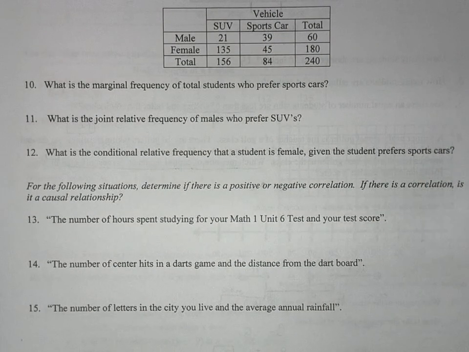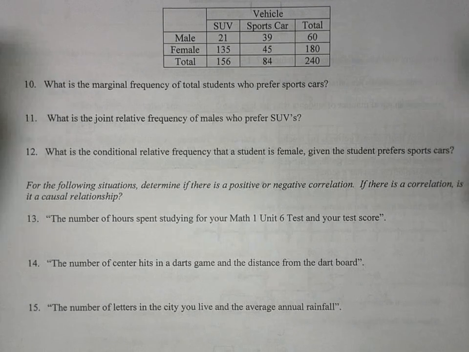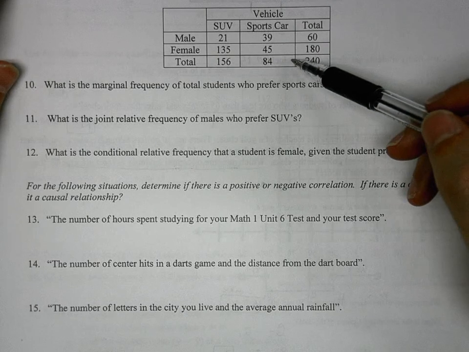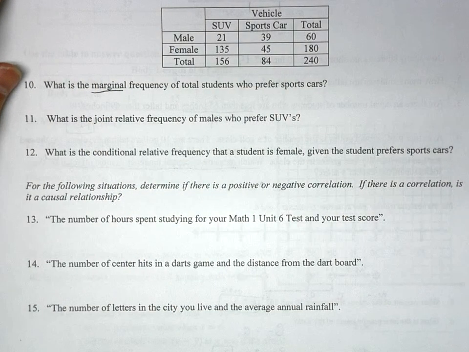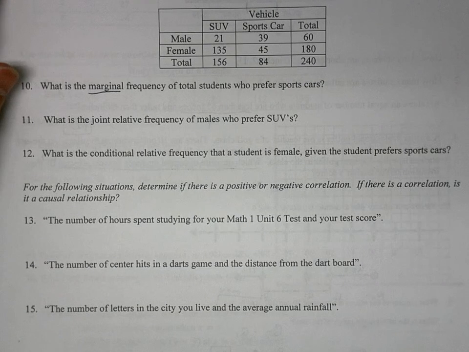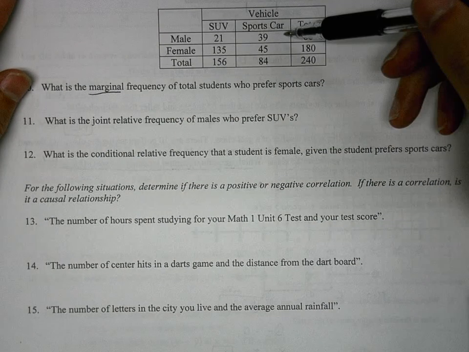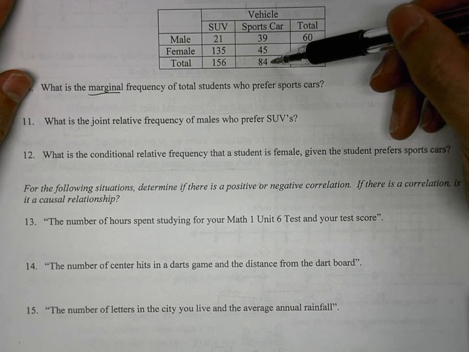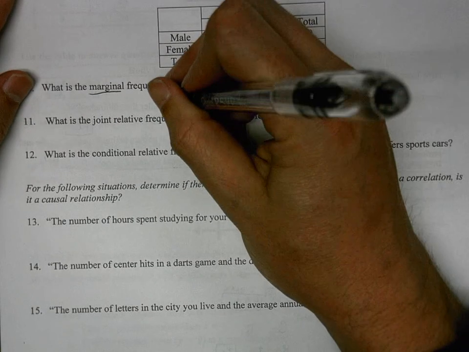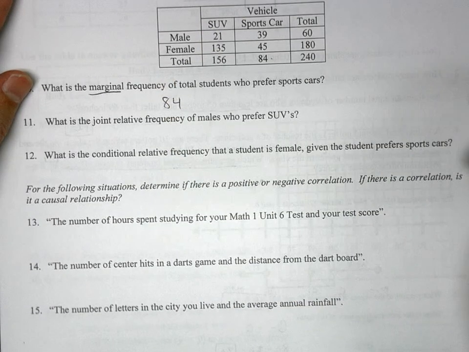For this one, what is the marginal frequency of total students who prefer sports cars? So sports cars, when we say marginal, we are talking about the total. Marginal means total. So sports cars, we go all the way down. Sports cars, the total amount of sports cars is 84. So this answer is 84.